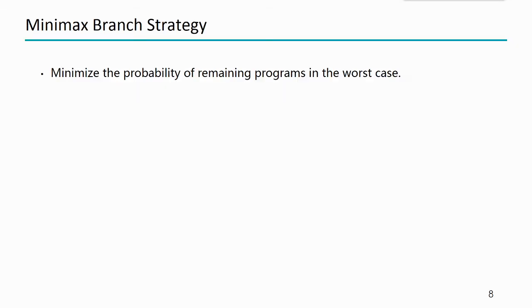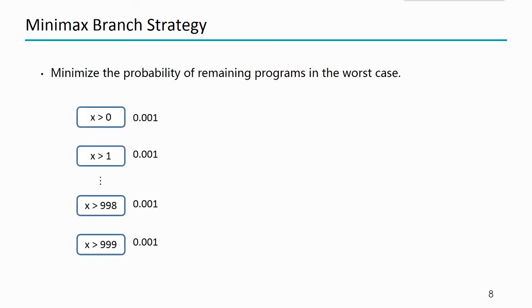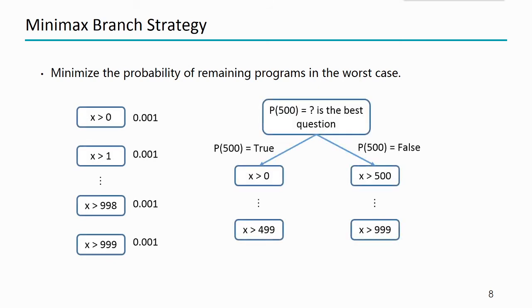Minimax branch strategy is a greedy algorithm. In each turn, it chooses the question which minimizes the probability of remaining programs in the worst case. For example, when the prior distribution is a uniform distribution, P500 is the best question. Whatever the answer is, the probability of the remaining programs is always 0.5.